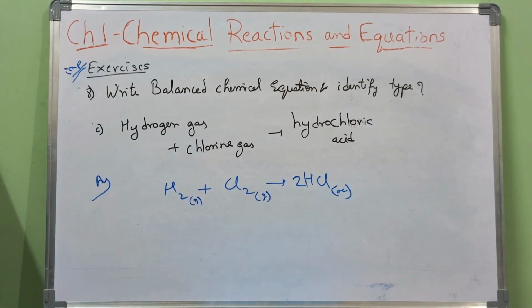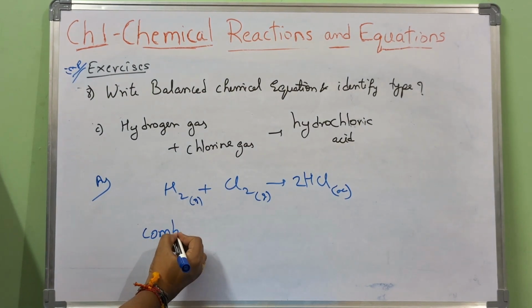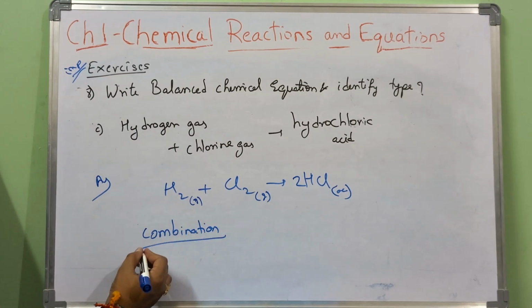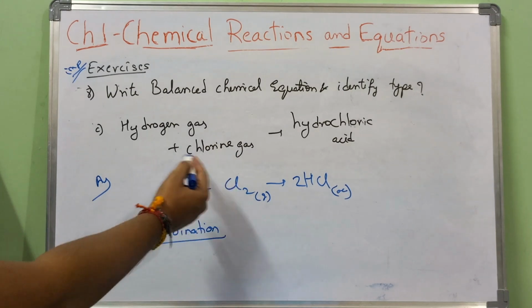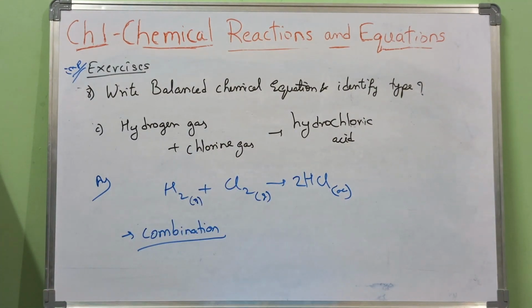That is an acid. So what is the type of chemical reaction? This belongs to combination. So what is combination? If two or more reactants are getting combined to form a single product, it is called combination. And these combination reactions mostly release energy, and that is called exothermic. We will see that later. Let's go with D part.